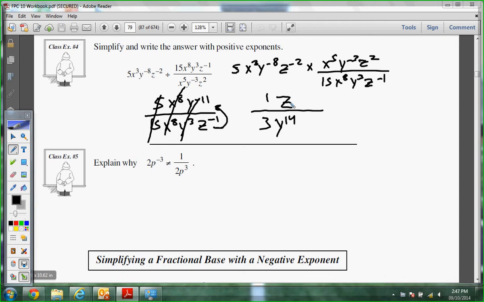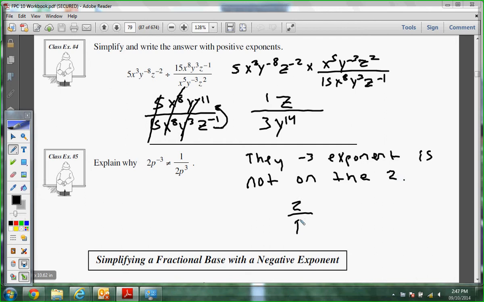Okay, again, we already talked about this twice. Explain why this is not correct. The negative 3 exponent is not on the 2. Yep. The correct answer would be 2 over P3. Okay, and we're just going to talk about fractional, which isn't anything new, so that's good.